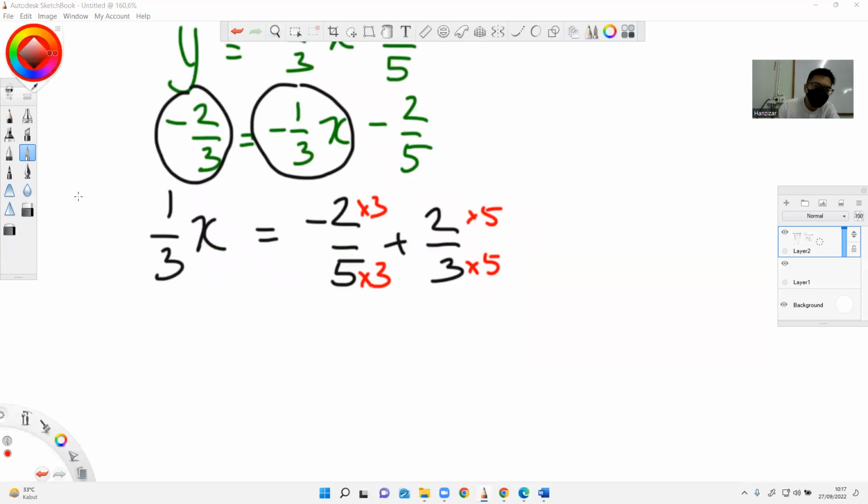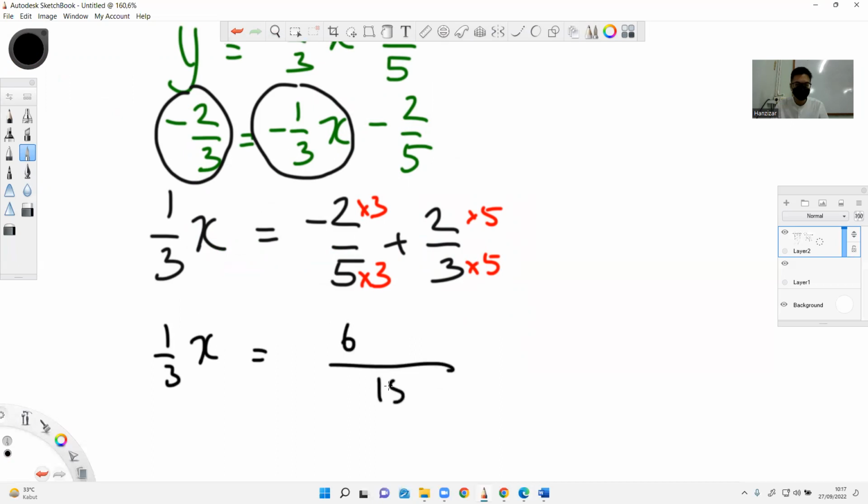1 over 3x, I just write x over 3, can I? Or, yeah, let it be. No problem. 1 over 3x equals negative 6 over 15 plus 10 over 15. We just make the denominator equal. You don't have to write it twice. If you want to write it twice, can you? Yes, but it's not efficient.